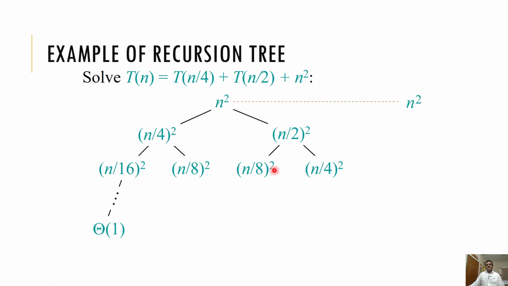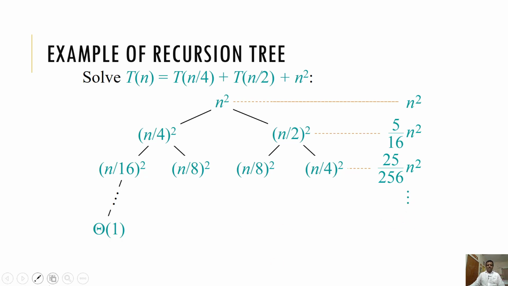Okay, now how to get the sum? The total T(n) is the sum of all these nodes, this plus this plus this, all the nodes of this whole tree. We can get the sum by calculating the level-wise sum. This level it is n square. Next level, if we calculate, it is 5/16 n square, and the next level we get (5/16) square n square.